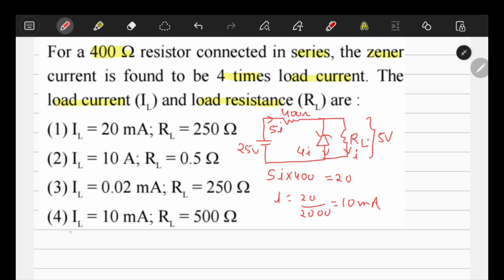So from that only we can calculate our correct option. So this is our correct option. But if we want to solve it completely, then let's say the voltage across this load resistance is 5. The value of the load resistance is RL and the current through it is I. So RL will be 5 by I, that is 5 by 10 milliampere, that makes it 500 ohm. So the load resistance will be 500.